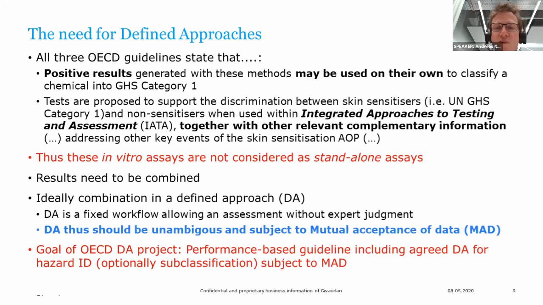And there were quite a number of publications on how data can be combined. But finally, so that we have really mutual acceptance at the OECD level, this combination should also be validated. Only then will we have a global replacement. And so there has been now a project at the OECD for, I think, 3.5 years to make a performance-based guideline which includes agreed defined approaches for hazard identification and optionally also subclassification.